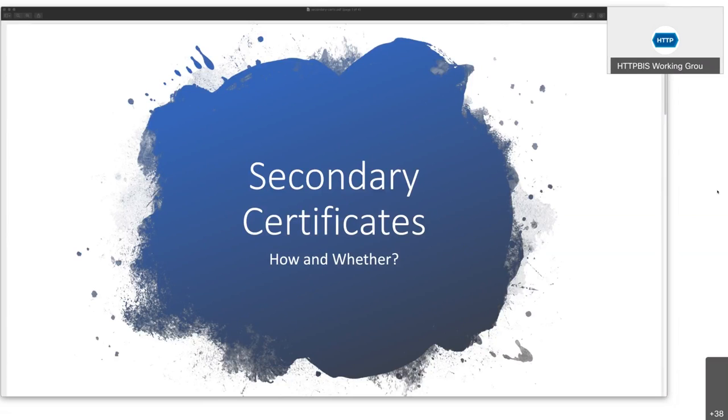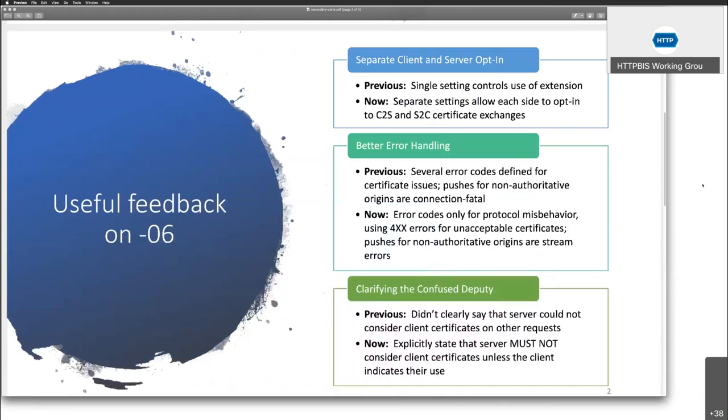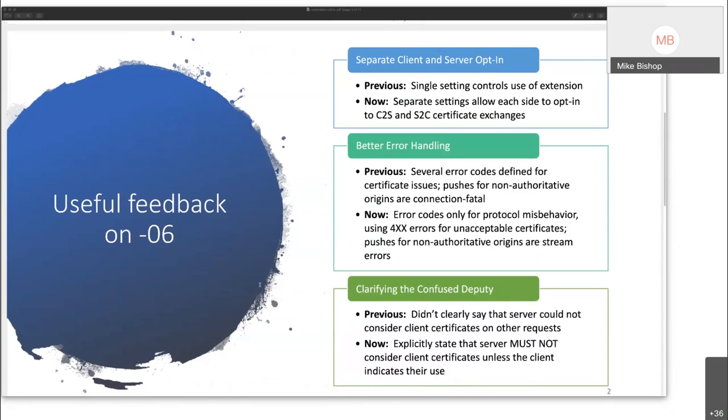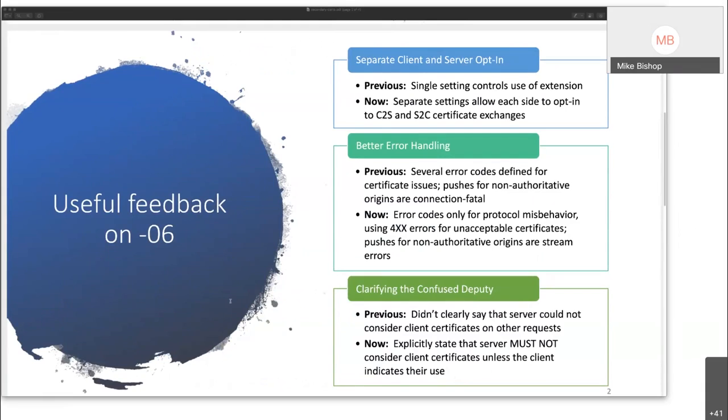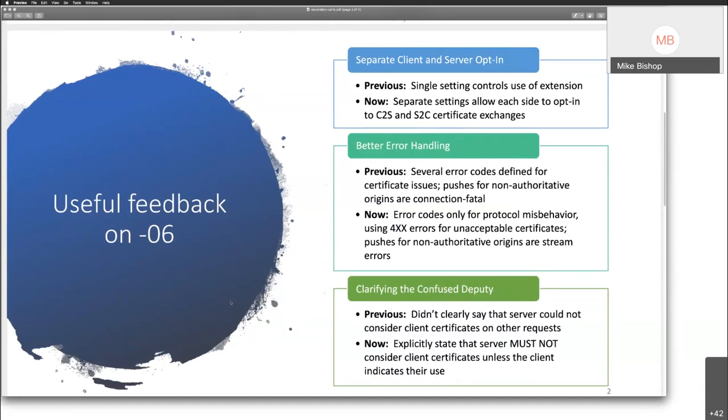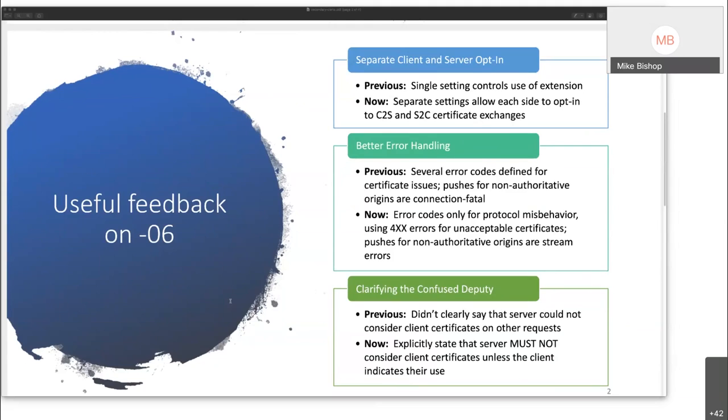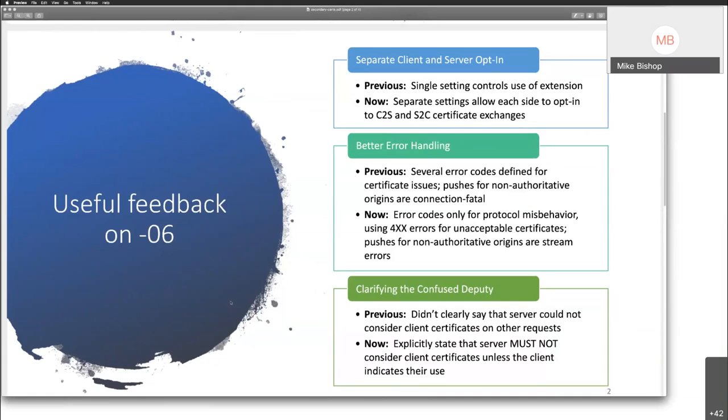Take it away, Mike. So, we got some good feedback on the last draft from one contributor. And so this most recent update fixes a lot of the things that he pointed out. One of the most interesting changes is that now instead of having one switch to turn the feature on or off, and then letting the endpoints decide what to request or send, you can separately specify your support for client to server or server to client certificates. So that, for example, an implementation that wants to support client certificates, but not let the server publish additional identities or vice versa, can do that.